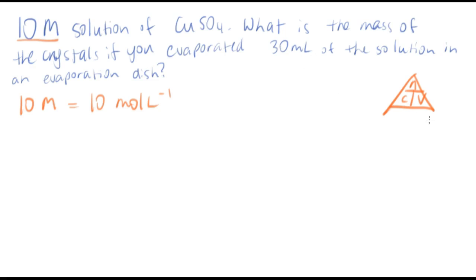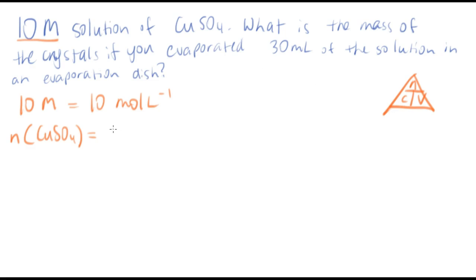So we're getting 30 mils. Let's find out straight away how much copper sulfate we actually have, because then later on we can use that other triangle to find the mass of the copper sulfate. So let's first have a look: what's the number of moles of copper sulfate that we have? We know that we have a 10 molar solution and we have 30 mils of the actual solution.